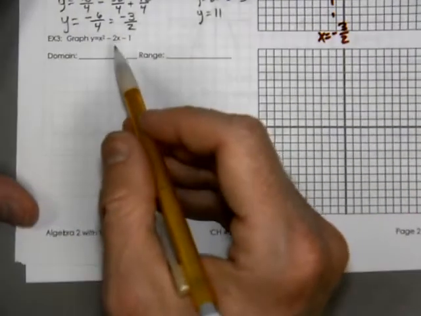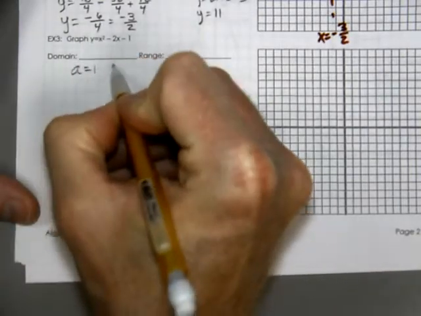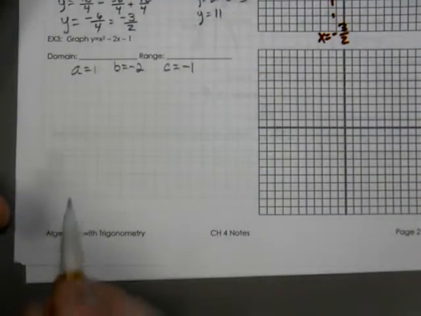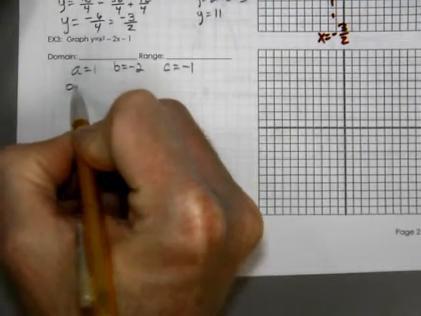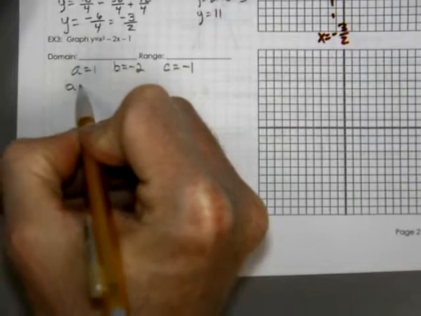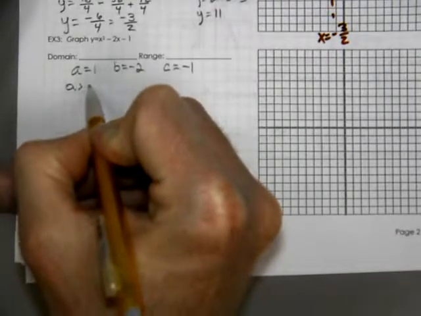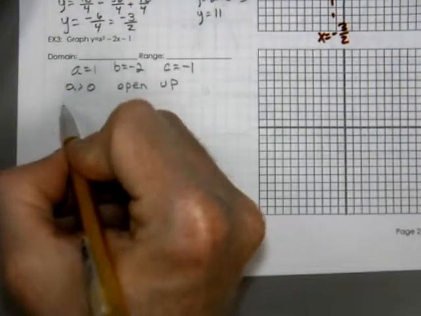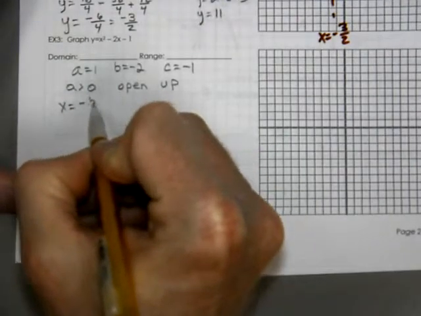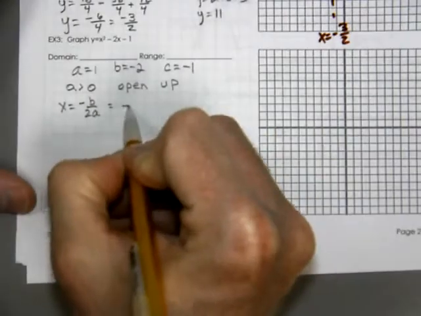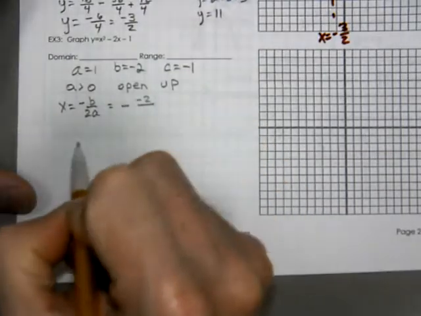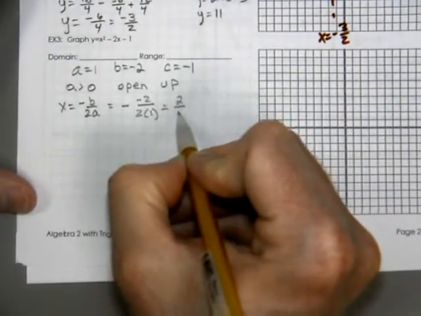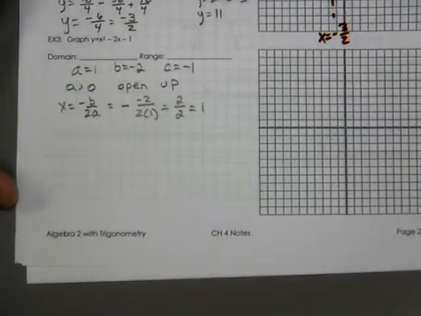Move on to our next graph, where first we notice that the a value is 1, the b value is negative 2, and the c value is negative 1. The a value is greater than 0, so we know that this should open up. To find the line of symmetry, which is negative b over 2a, we have negative, the b value happens to be negative, over 2 times a. Two negatives make a positive. So your line of symmetry is going to be at 1.